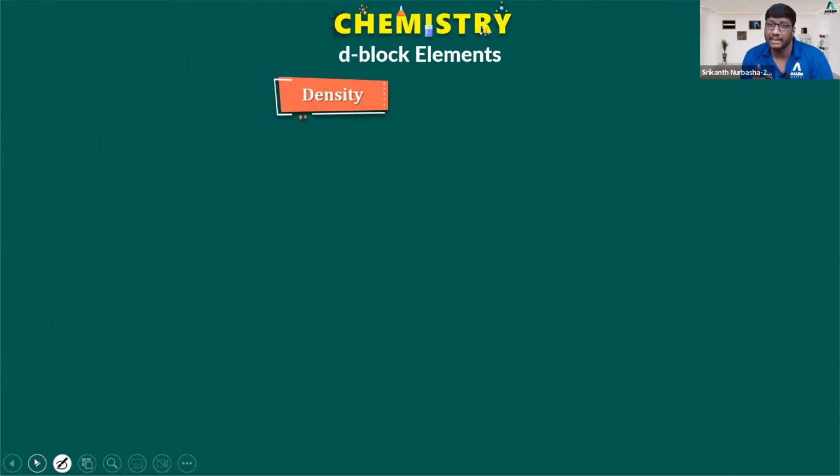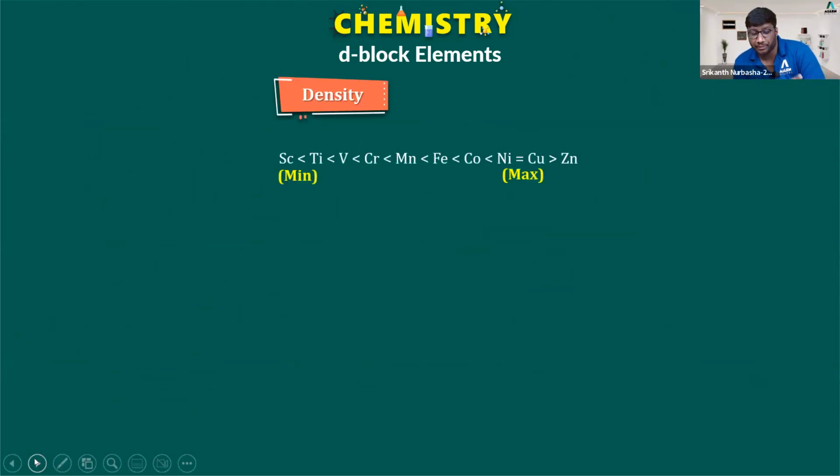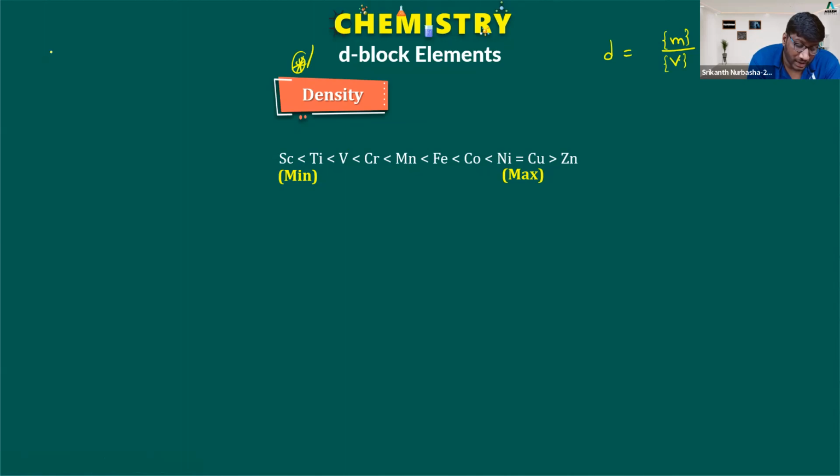So after looking at the catalytic activities, after looking at the type of complexes formed, then we can go into the discussions of density. Density, what is the formula for density? Density is equal to mass by volume. So if you look at the 3D series, when you go from scandium to zinc, what is happening to the mass? Mass is increasing. What is happening to the volume? Volume can be referred from the radii calculations. If you look at the radius of the 3D series, how is it varying?